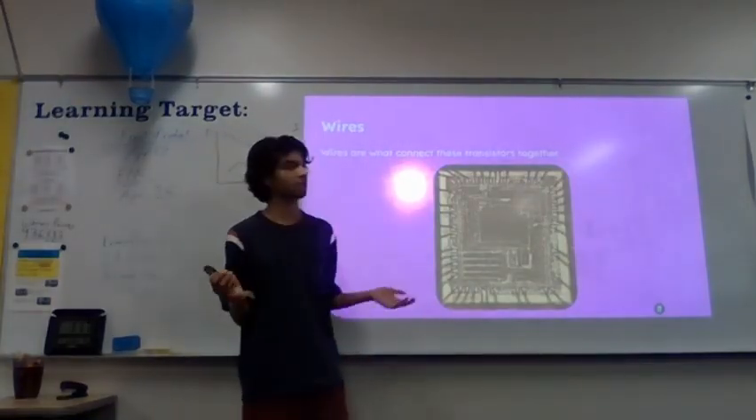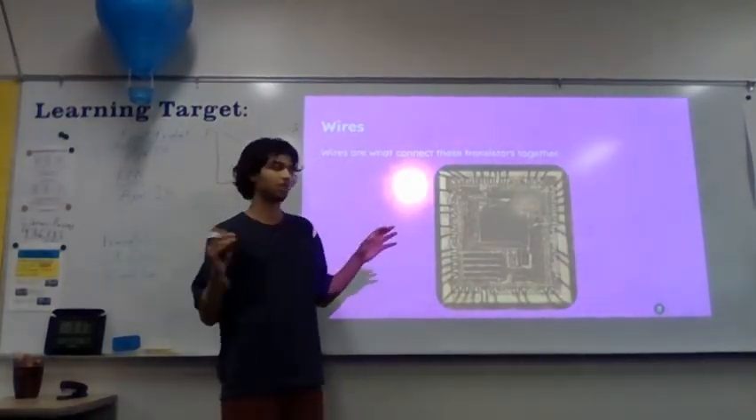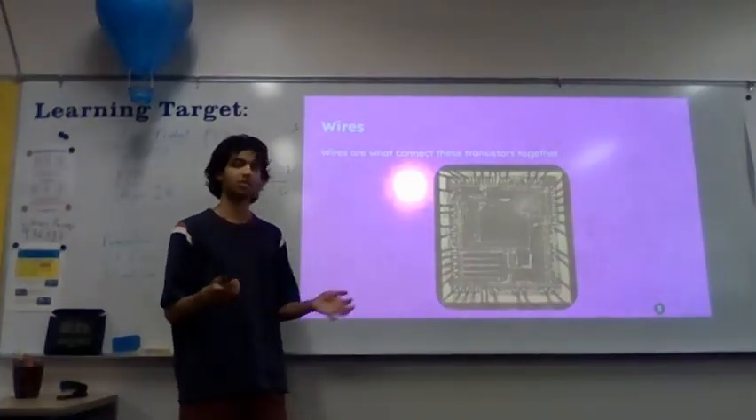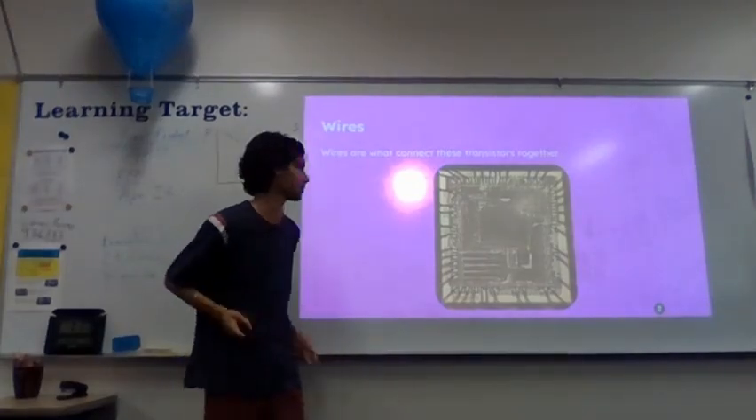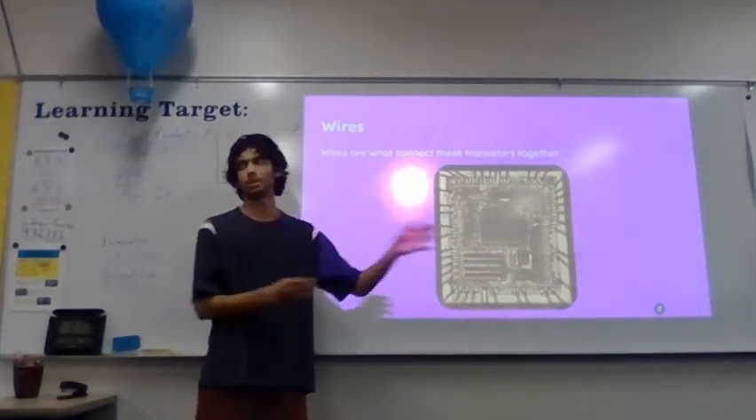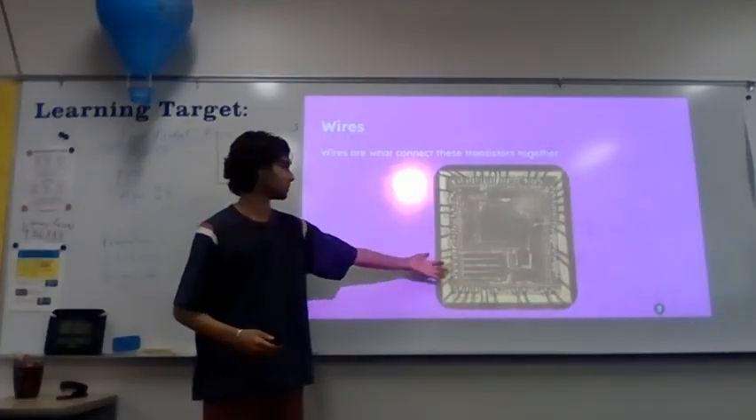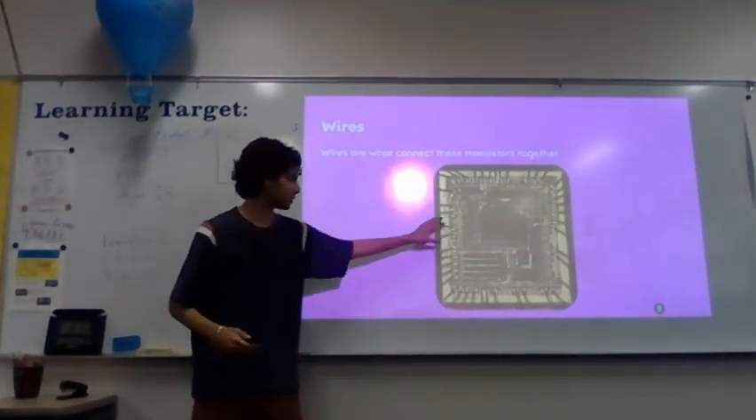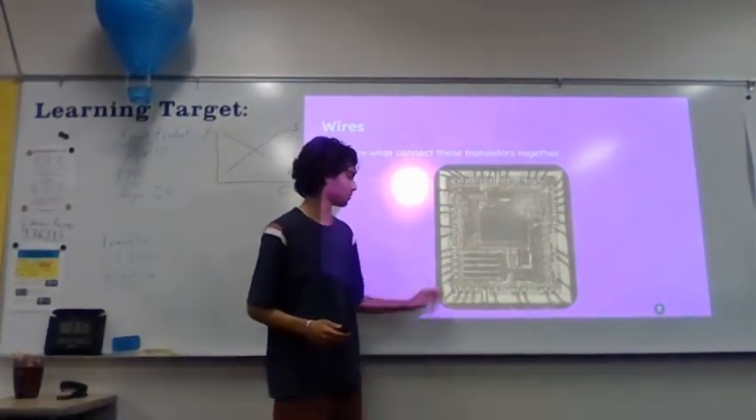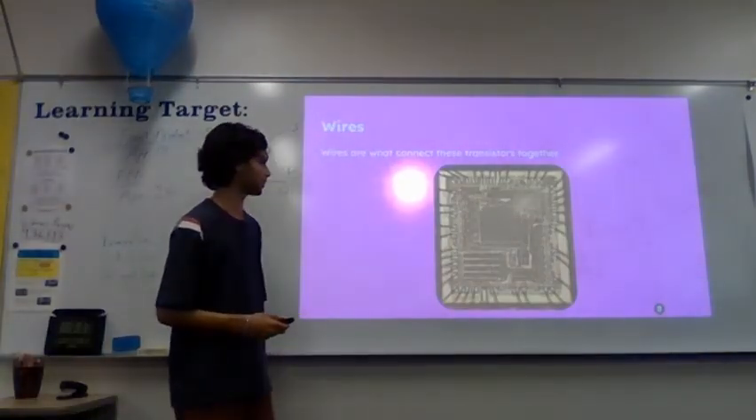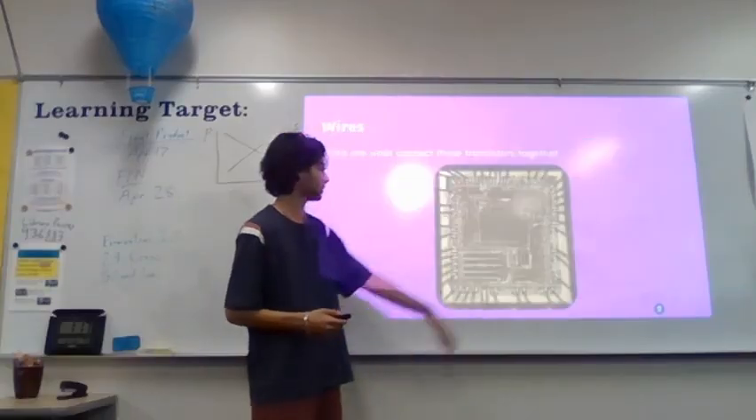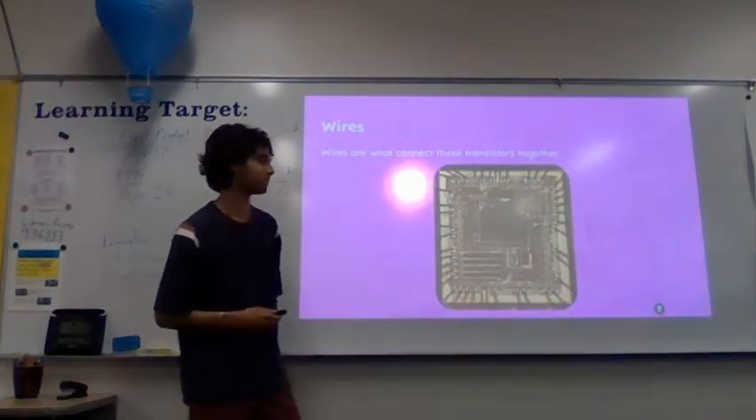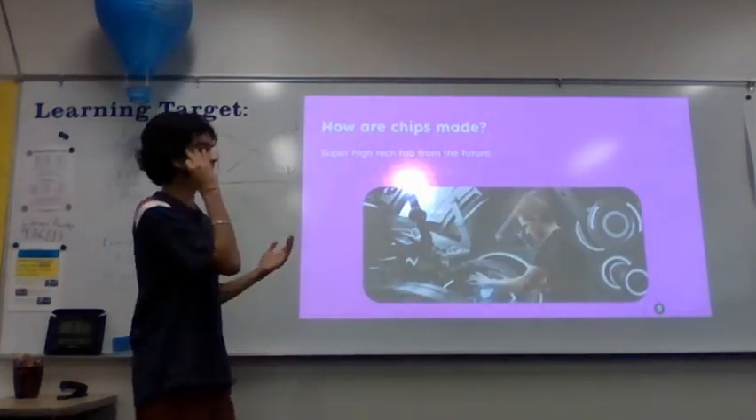Wires. Wires are what connect these transistors together. They're like the delivery man, right? So the packages are like these electric signals, and the delivery men are like the wires taking it from one place to another. This chip that you see is 50 years old, and it's so complicated. It looks so cool, from 1970. In just 20 years, we went from this to this. It's pretty cool.